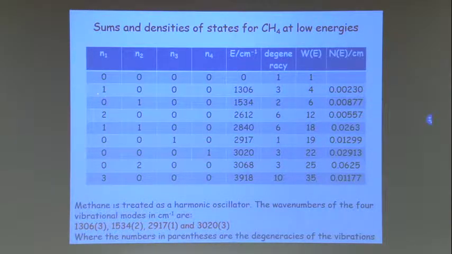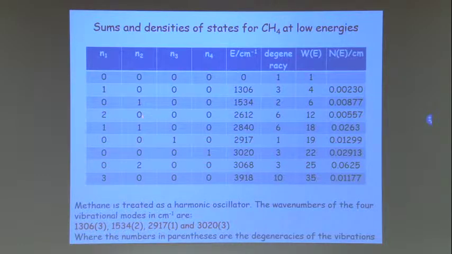We then move up, and the first vibrational level in the 1306 mode is going to give us another level, but it's going to be triply degenerate. So there are actually 3 states there. And so the total sum of states now is 4. 1 plus 3 is 4.